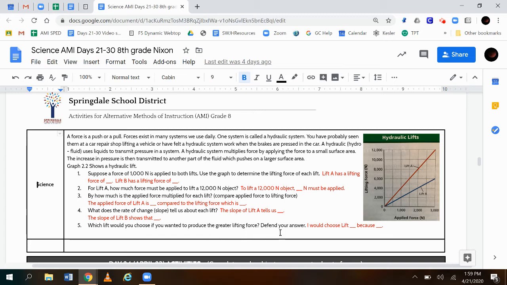And defend your answer. And then, as usual, we've got your sentence frames in here. If you need them, you can use them. You don't need to if you don't want to. But you could say, I would choose lift, and then you put A or B in there, whichever one you would choose, and then because. Don't forget to give your answer.